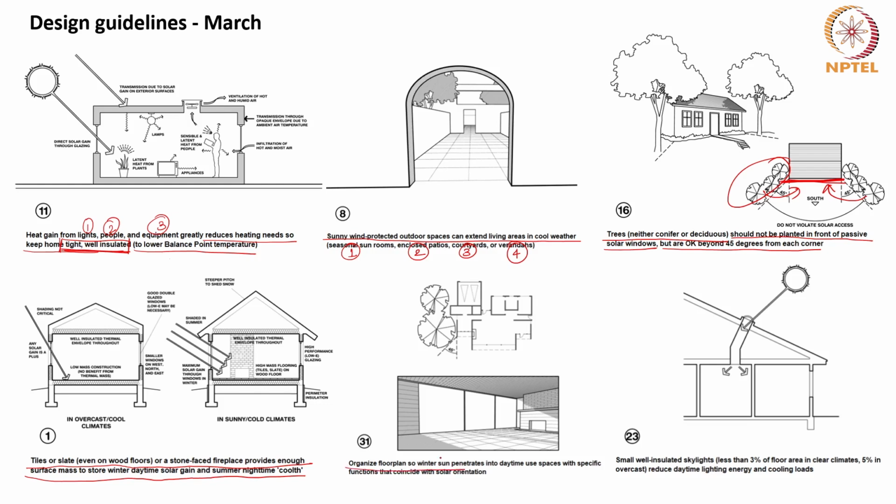We can organize floor plan so that the winter sun penetrates the room during daytime use, and with specific functions this can coincide with the appropriate orientation of the room. Then small well insulated skylights which are less than 3% of floor area in clear climate and 5% in overcast can reduce daytime lighting energy and cooling loads.